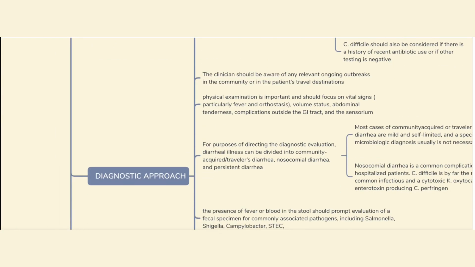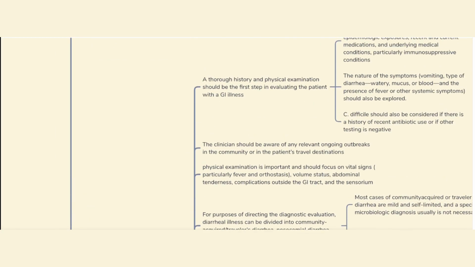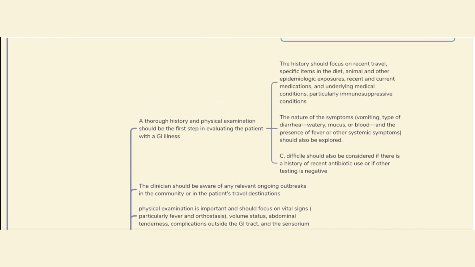So, diagnostic approach. First of all, the most important clinical approach to diagnosis in any GI illness is history and physical examination. We should know the epidemiological history. It should focus on recent travel, specific diet, animal exposure, current medication, or medical history, for example underlying conditions or immunosuppressive conditions. As we saw in the previous video, each one of those pieces of information can orient us clinically to a different group of pathogens.